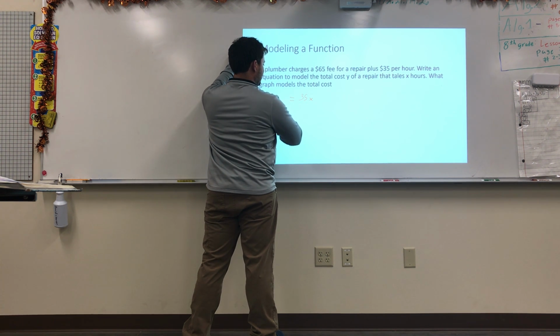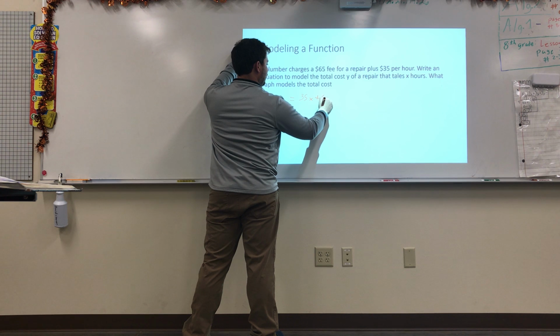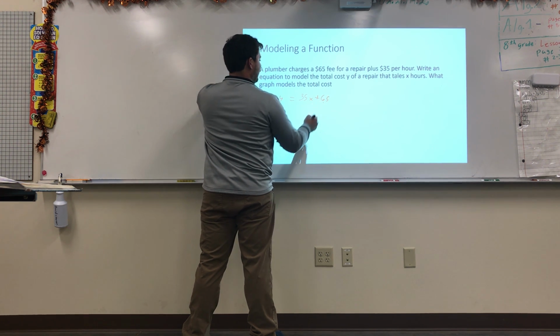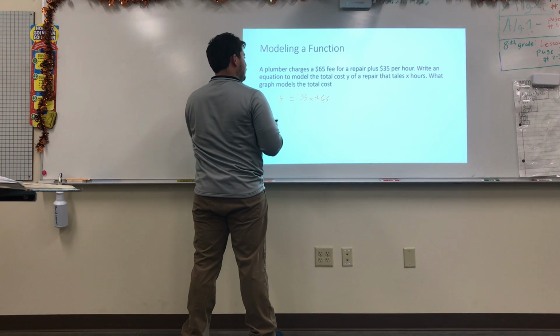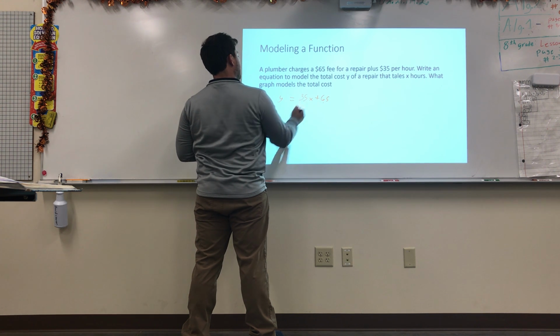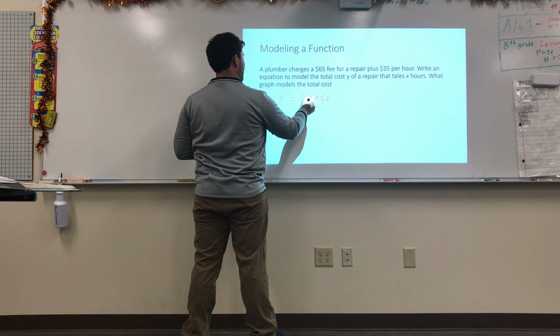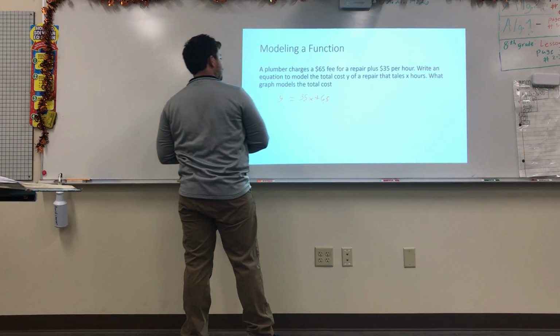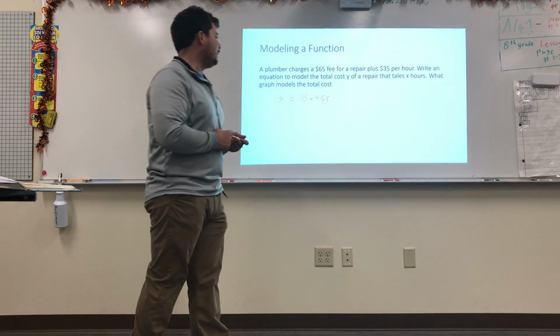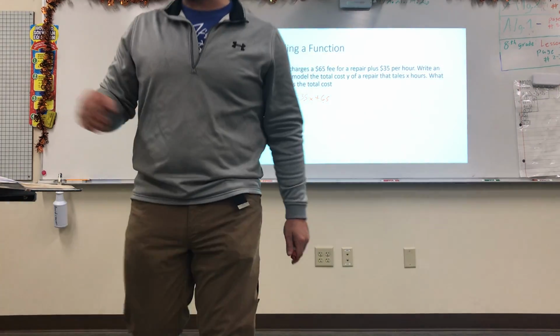So actually this is how it goes. y equals plus 65. This is what it costs right off the bat just for the part. And then every hour this person works, it's 35 times the number of hours, and that'll give me my total bill. That would be what it should look like for an equation.